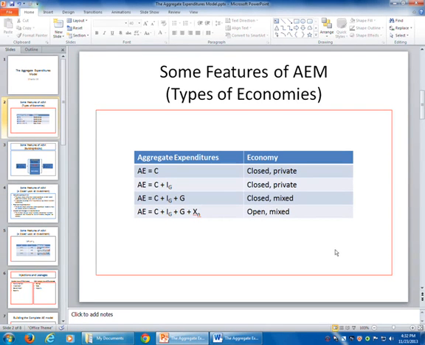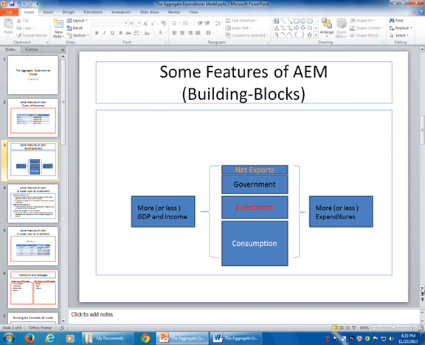So our quest in this chapter is to rapidly build a model up to the open mixed economy level so that we can see how all expenditures, when they are changing, affect economic performance. Now, some basic features of this model so that it's less intimidating. It's a very clever model. What you're really doing is you're stacking expenditures on top of expenditures.